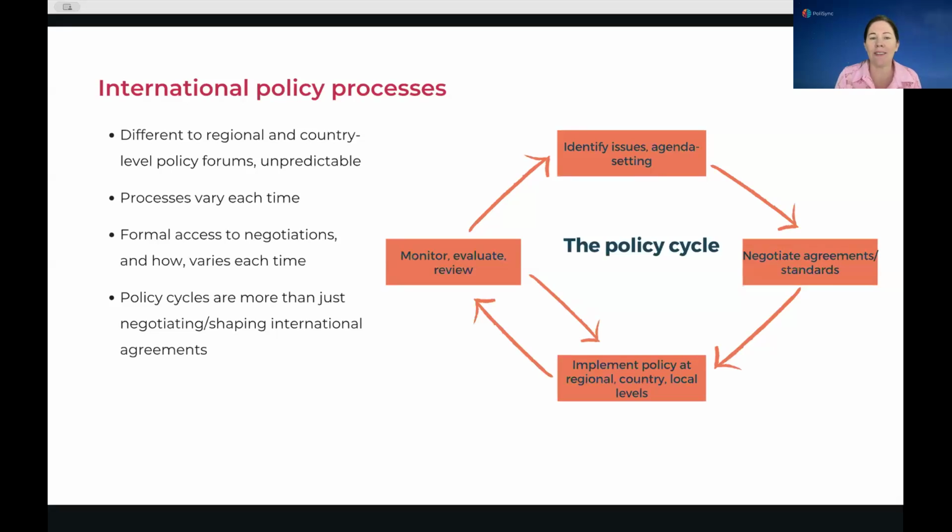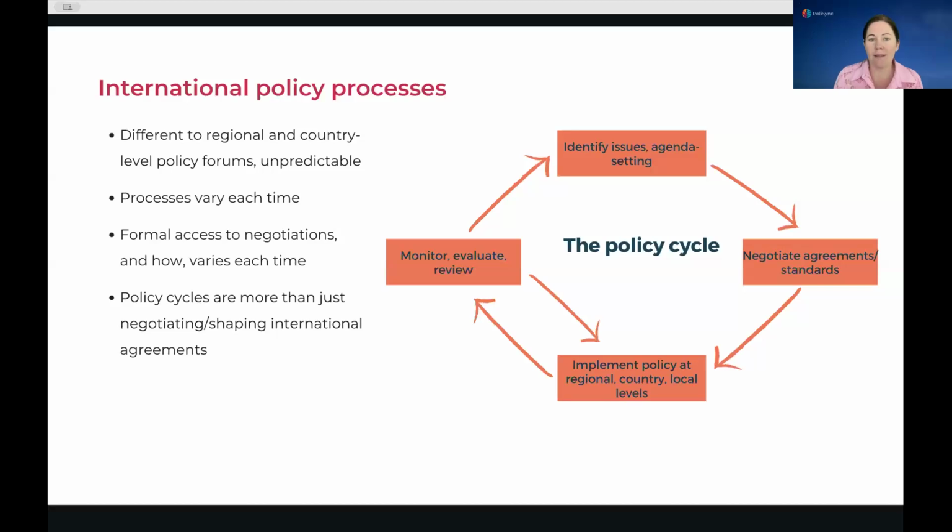At the international level, they are very unpredictable in the sense that you can have one issue. Let's take the policy issue of migration, and there will be many different policy forums at the international level looking at this topic, and many different types of negotiation processes and formats, formal, informal, etc. So you really have to do your homework every single time you want to engage on a policy issue. The processes are going to vary each time. The actors that are involved are going to vary each time. Sometimes it's only going to be open to governments. Sometimes it's going to be much more broadly open to non-state actors, etc.